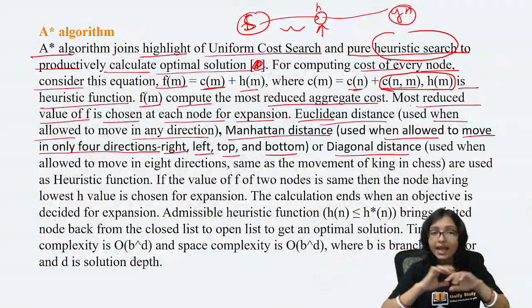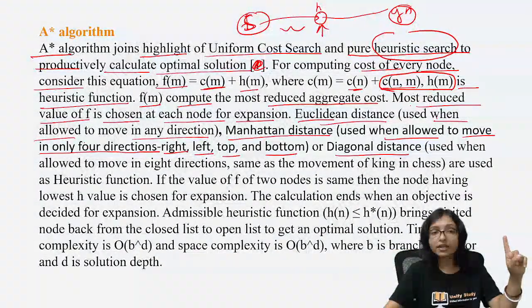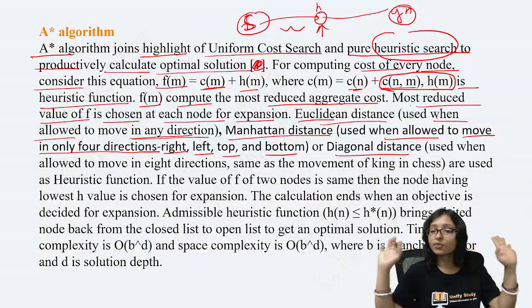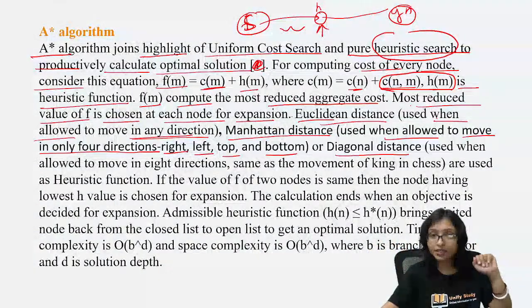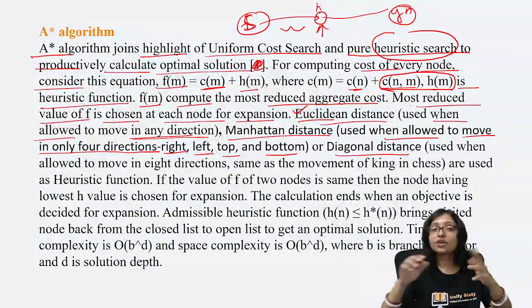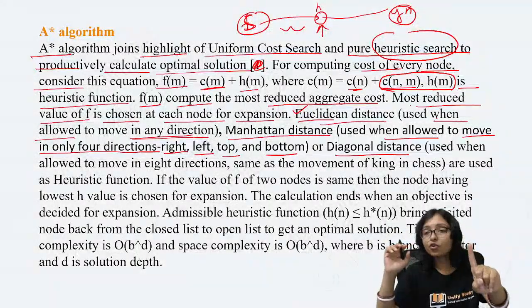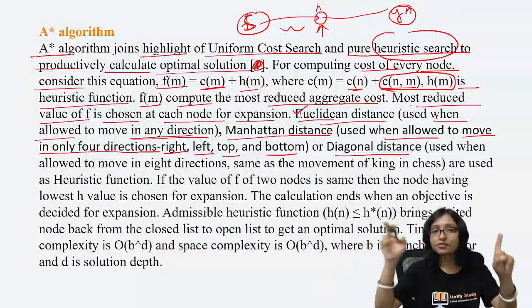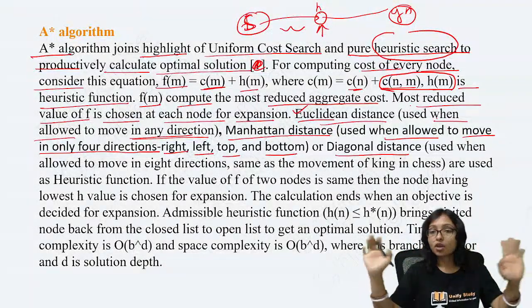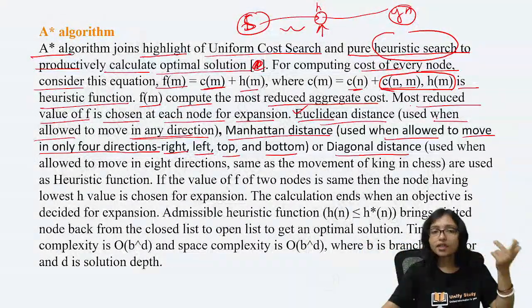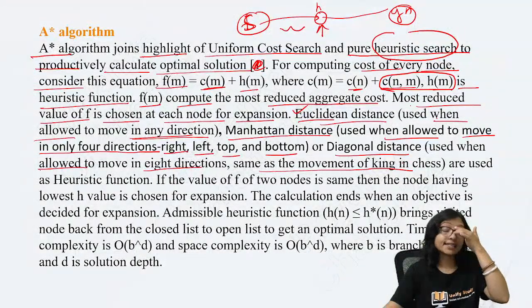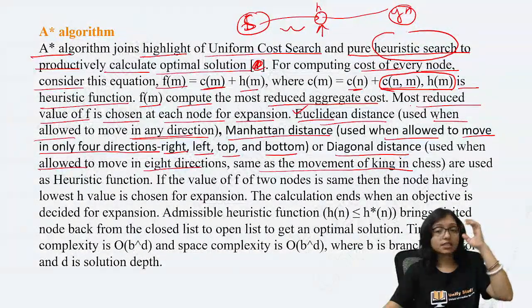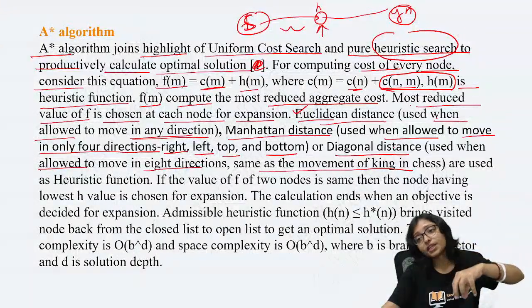If we are allowing movement in any direction, then I can choose the Euclidean distance. But the Manhattan distance will be taken when it's allowed to move in only 4 directions, either right or left or top or bottom. Diagonal as well, then we can use that to move in 8 directions, same as the movement of the king in chess. That's why this is the A-star algorithm implementation.